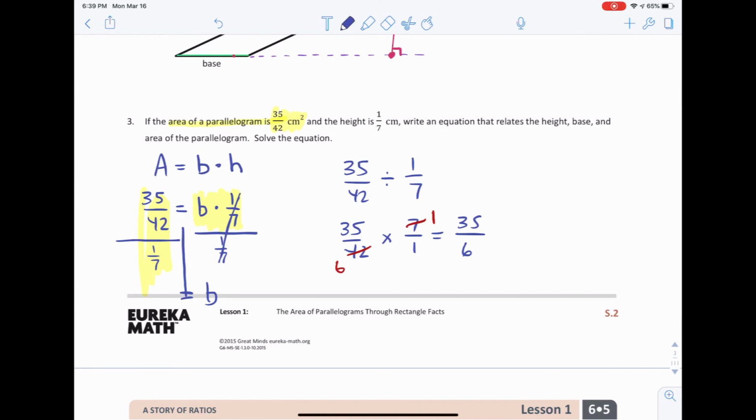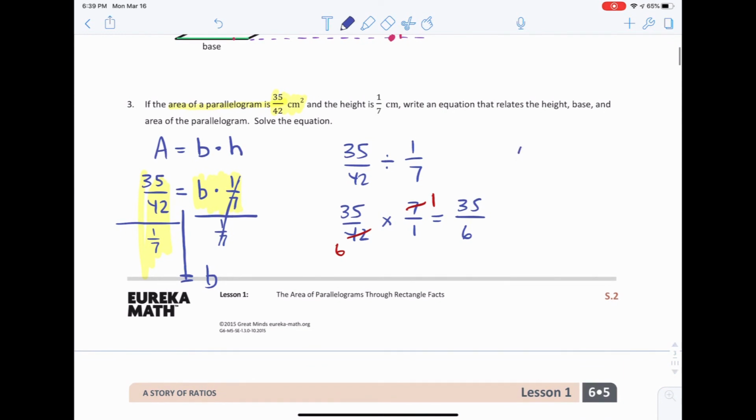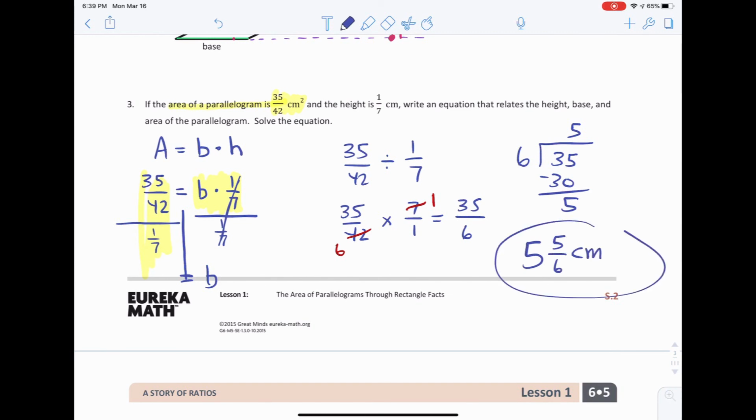Remember, we could switch this around by using some division into an improper fraction, into a mixed number. It is currently an improper fraction. So I know it goes in 5 times, and then I know I'm going to get a remainder of 5, which means that the final answer is 5 and 5/6. And since we're talking about centimeters, the answer is 5 and 5/6 centimeters.